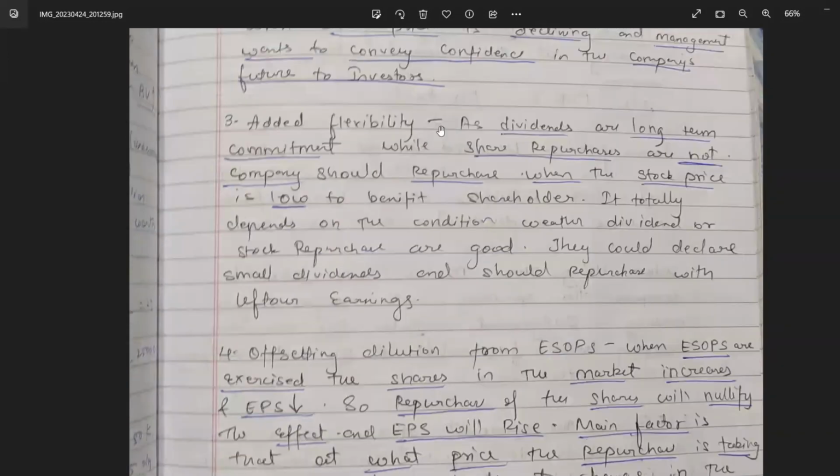The third one is flexibility. If the company pays a dividend, it gives a signal that the company is committing to pay dividends in the coming future. Share repurchases are not like that. If a company repurchases its own shares, it doesn't signal that the company will continue repurchasing in the future. So when the stock price is low, it depends on the condition whether dividends or stock repurchases are better for shareholders. They could declare small dividends and repurchase shares with the rest.